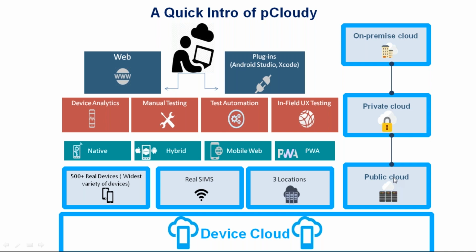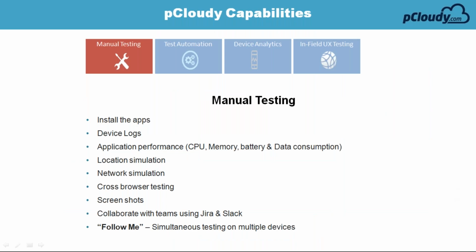So these are the three primary offerings which we have in a nutshell. This is what pCloudy does and what the offerings are. Now we'll quickly see all the parameters and capabilities which I was talking about, one by one. The first and foremost one is manual testing.